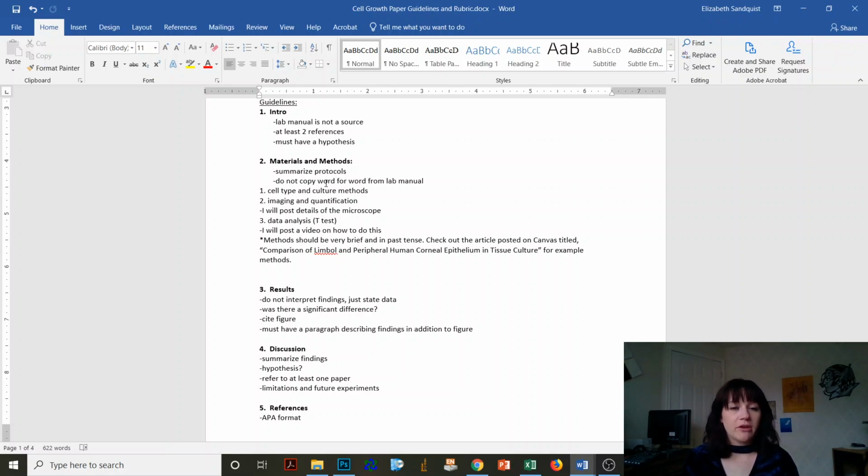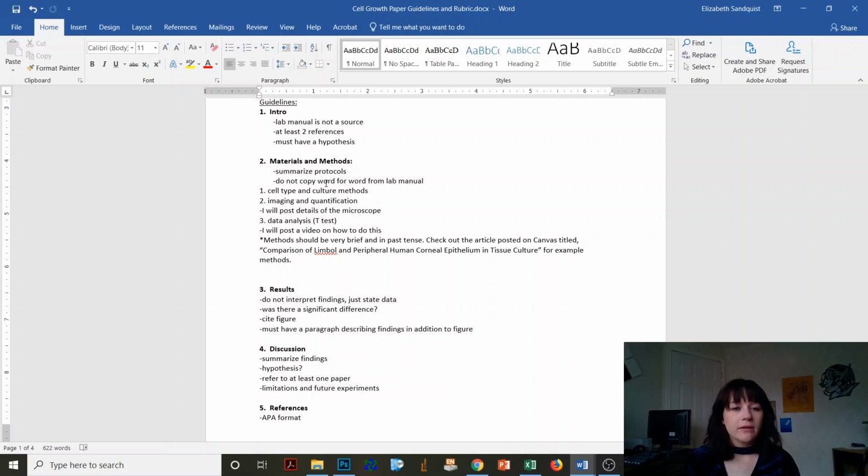The things that should be in your materials and methods are the cell type, the culture methods, so that would be like the media that you use, things like that. How you imaged and quantified the cells. So, what time points did you use for your growth assay? How did you collect the cells? What were they imaged with? How did you count the cells? I will post a detailed description of the microscope, its brand, and things like that that you can incorporate into the paper. And you should also talk about what analysis you used on the data, so a t-test.